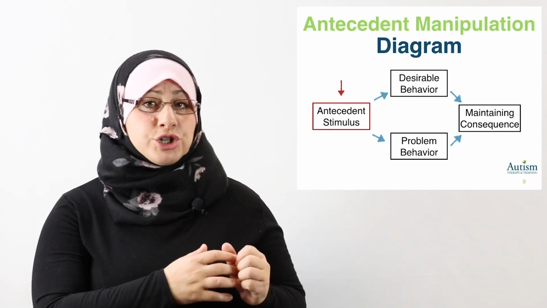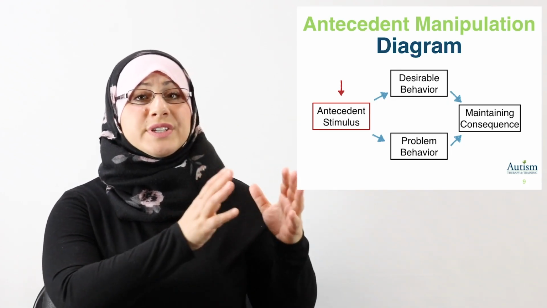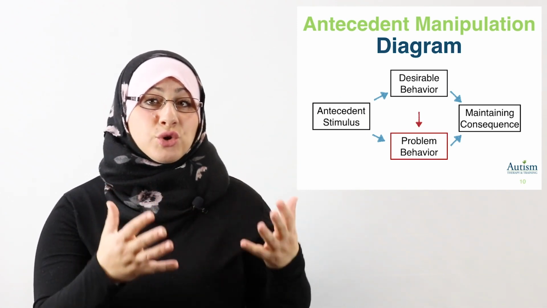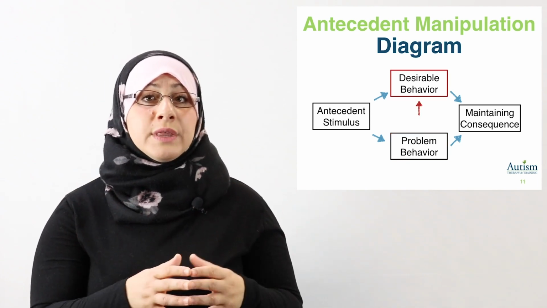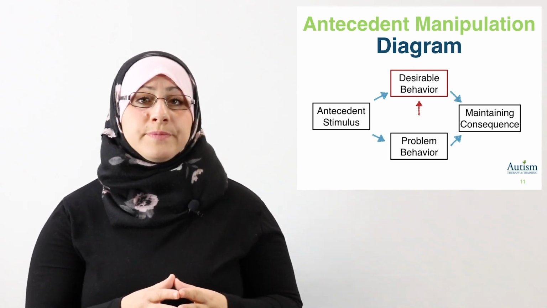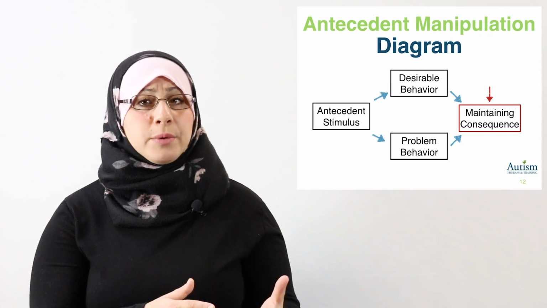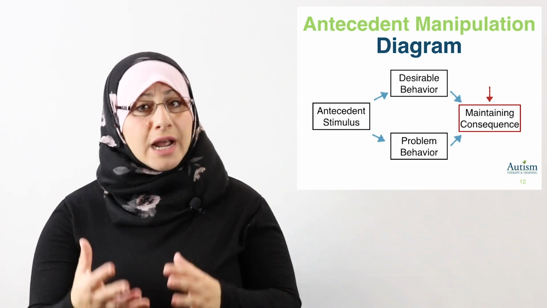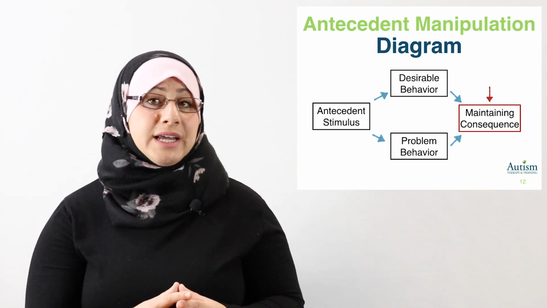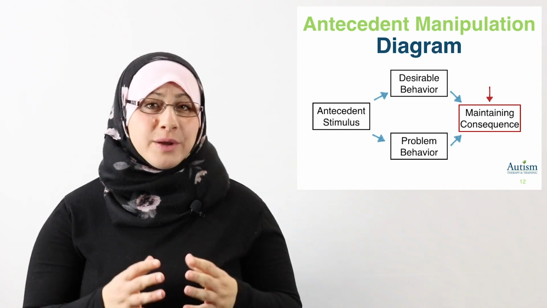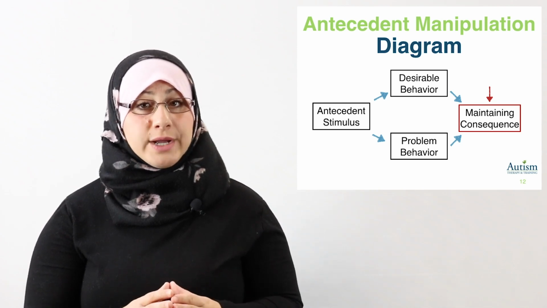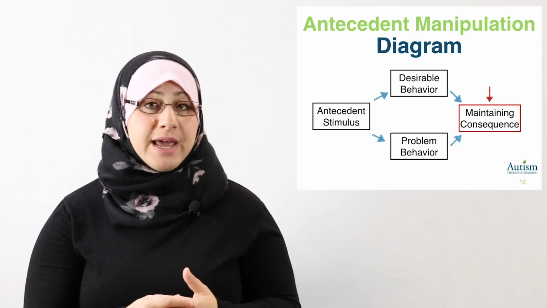Now this diagram here shows the antecedent stimulus. What precedes the behavior, then you have the problem behavior, that kick, scream, push, throwing, or the desirable behavior, the asking, doing a task, following directions, and so on. Whether the learner is engaging in problem behavior or desirable behavior, the outcome will be the same, which is the maintaining consequence. The idea here is how can we teach a learner to use the appropriate behavior which will result in the maintaining consequence rather than engaging in the problem behavior?